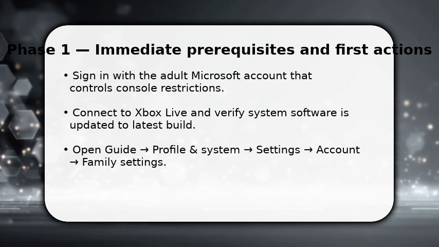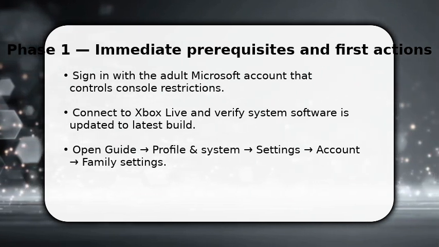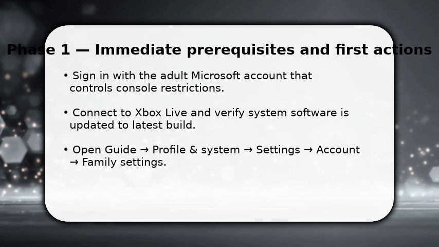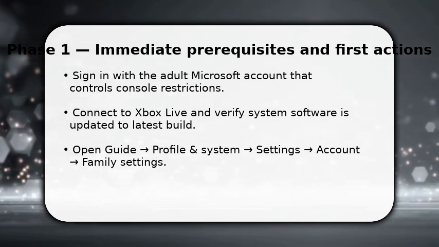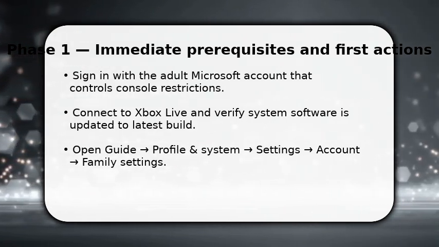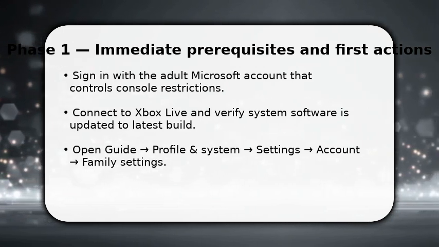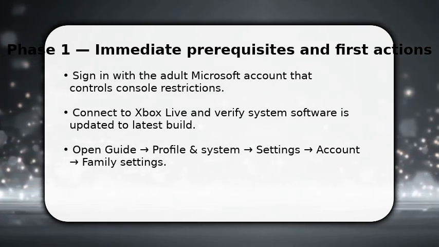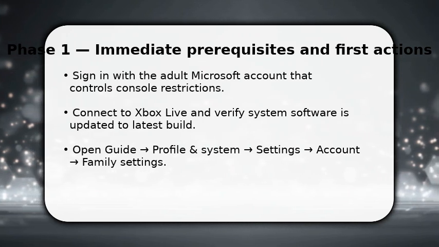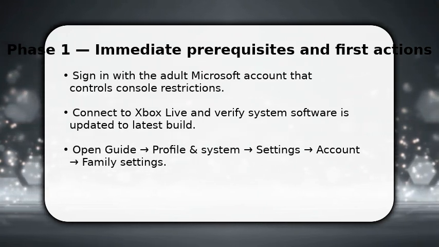Then navigate quickly. Press the Xbox button, go to Profile and System, open Settings, and select Account. From there, choose Family Settings. This is where restrictions live and where you can change who can see content and who can make purchases. Proceed to the specific child profile next.